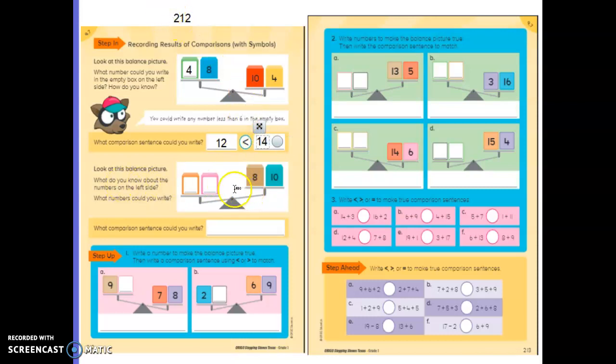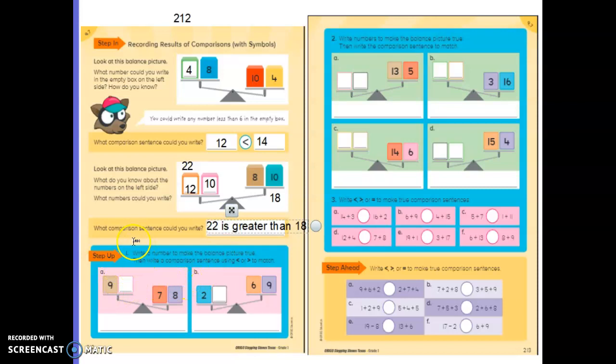Look at this balance picture. What do you notice about the numbers on the left side where they're blank? What numbers could I write? So over here I have 18 total. I'm going to write 18 to help me remember. And I need to write two numbers that would be greater than 18. Let's try 12 and 10. So I know that 12 and 10 is 22. So now I'm going to write my sentence. 22 is greater than 18. So you could put any number there that would make it true, but Miss Eden just chose 22.